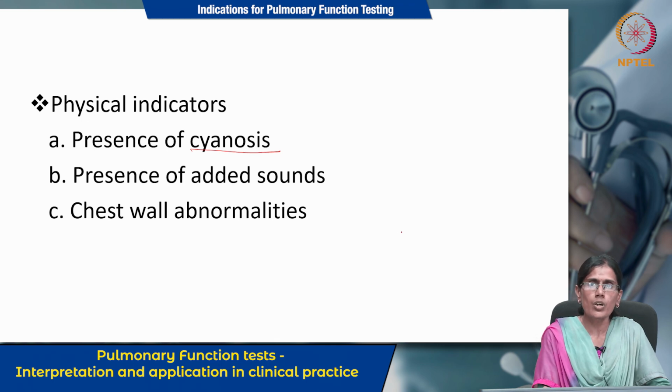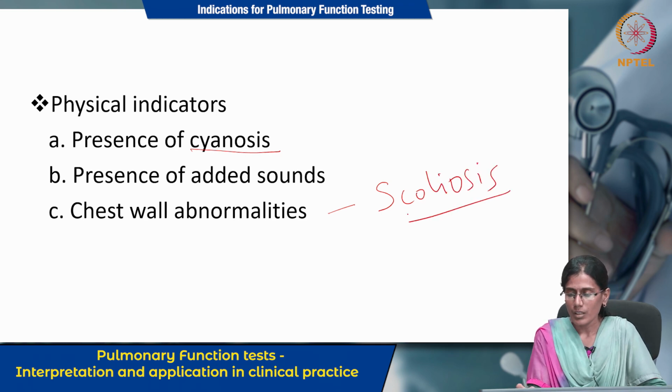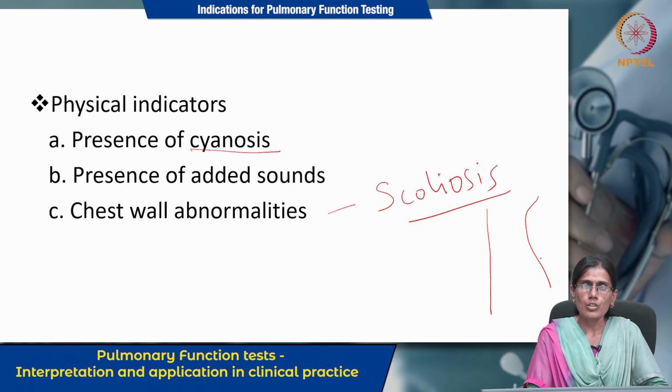And the patient has chest wall abnormality. The classical example being scoliosis. What is scoliosis? Normally, our spinal cord will be straight from the head till the lower end. But in a patient with scoliosis, there is bending of the spinal canal to one side. So what will happen? This reduces lung expansion. So scoliosis produces restrictive lung disease.